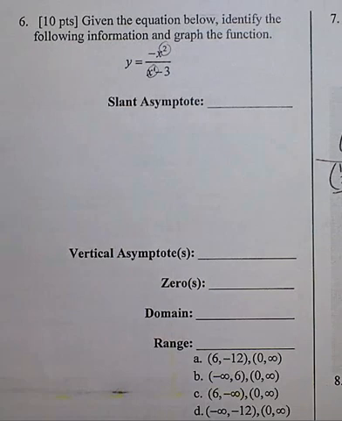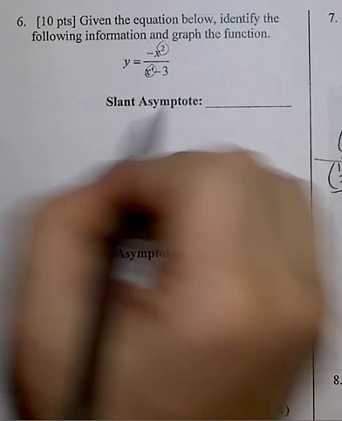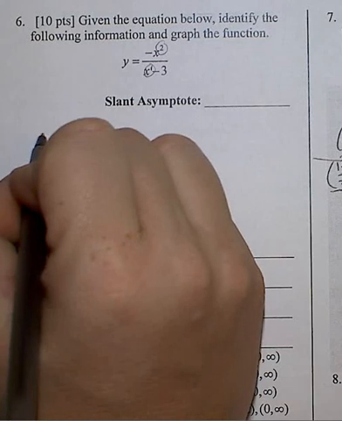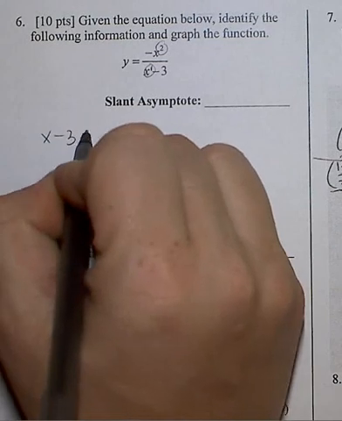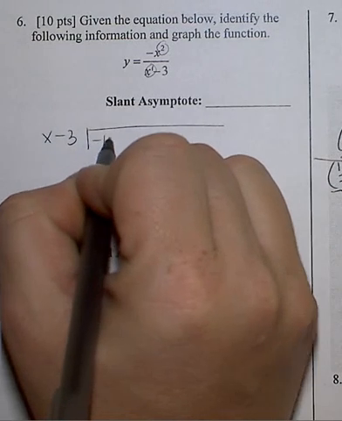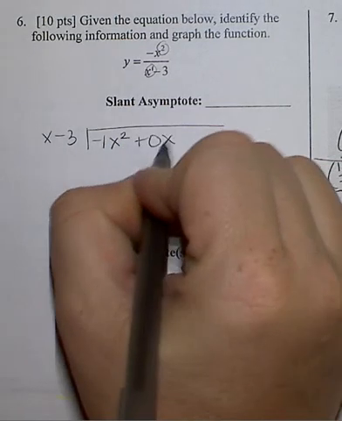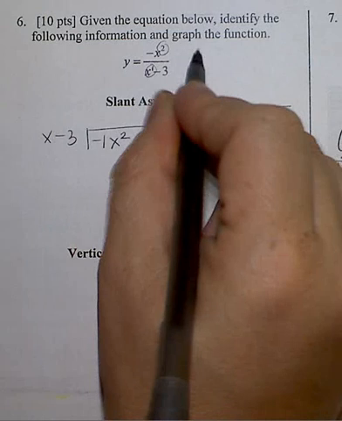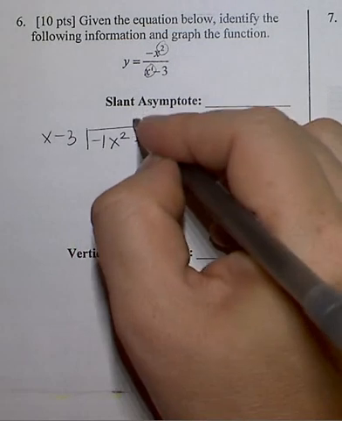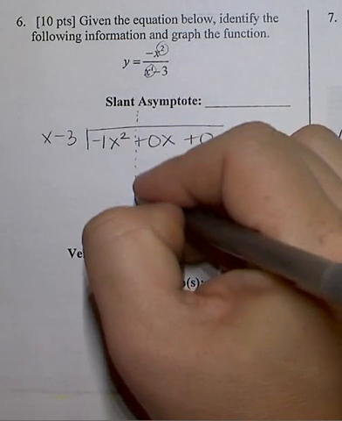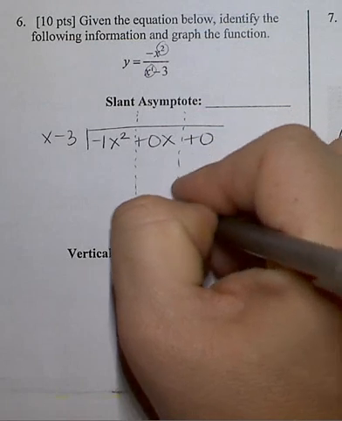So let's figure out what the slant asymptote is. Off the side, I'm writing x minus 3. Inside, I have negative 1x squared. Since there's no x's, I have to write 0x as a place filler, and there's no constants plus 0. And I prefer to use these little dotted lines that keep everything in the right column.